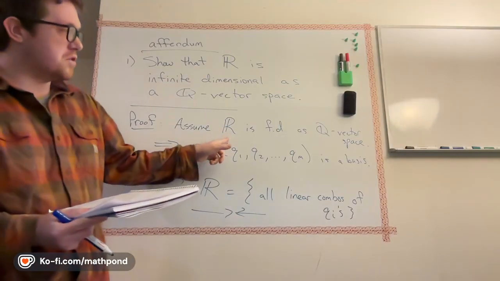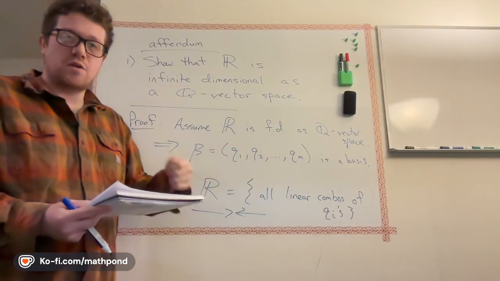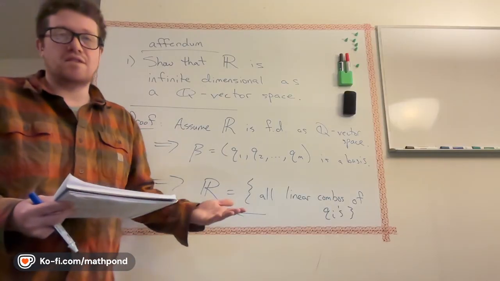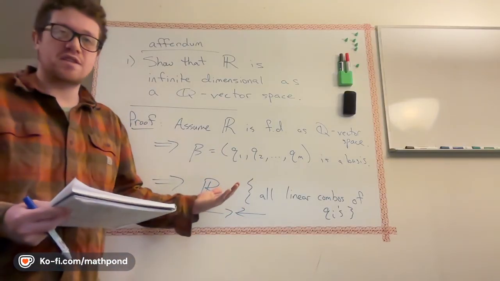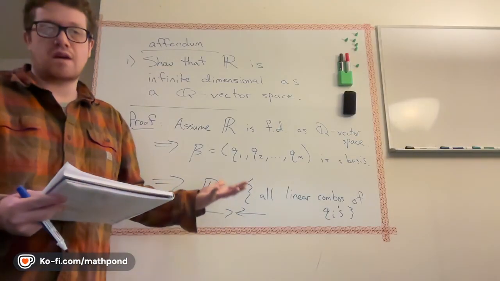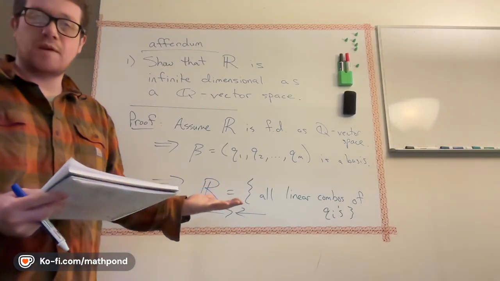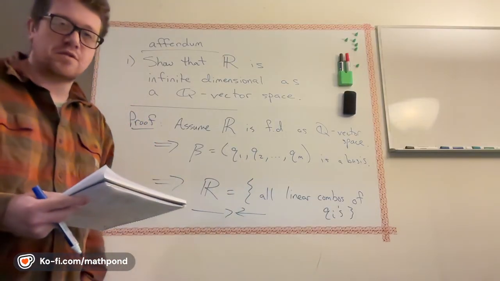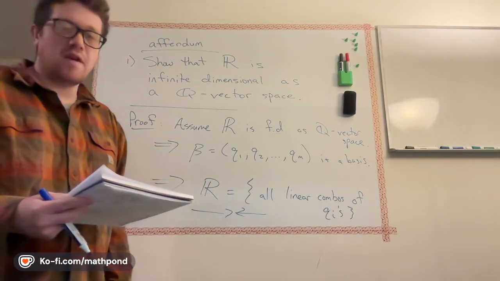So yeah, real numbers are a vector space over the rational numbers, but there's no finite basis. Because if there was a finite basis, all of these linear combinations would only get you to a countable number of terms, basically. And because the real numbers are uncountable, we know there has to be some sort of mismatch here. So there can't be a finite basis.